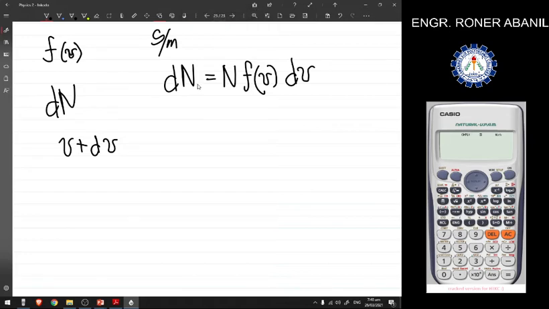If we know the distribution function f(v), we can calculate the most probable speed v_mp, the average speed, and the RMS speed. For the most probable speed, we simply find the point where df over dv equals 0. This gives the value of speed where the curve has its peak.